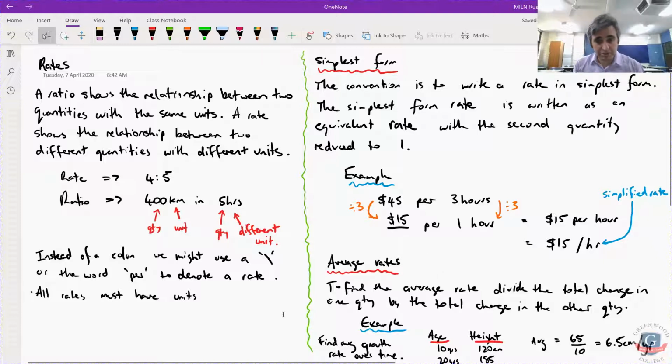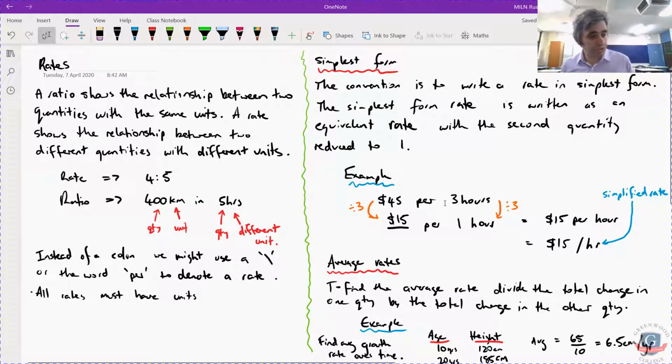Now an average rate is slightly different. To find the average rate, divide the total change in one quantity by the total change in another quantity. So in this case, we're finding the average growth rate over time for a person who at 10 years old was 120 centimeters tall, and at 20 years old was 185 centimeters tall. I'm going to put centimeters on the second one. So the average rate would be the difference in the heights. So 185 take 120 is 65, divided by the difference in the ages. 20 take 10 is 10. So 6.5 centimeters per year.